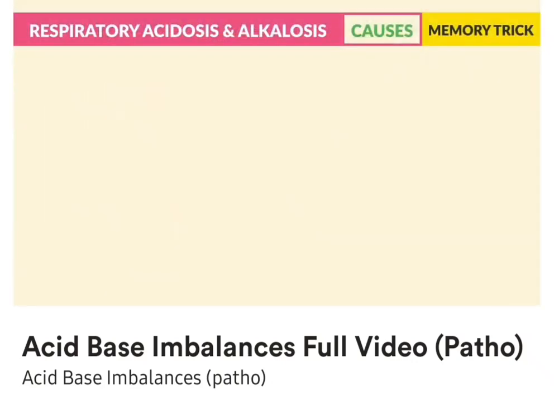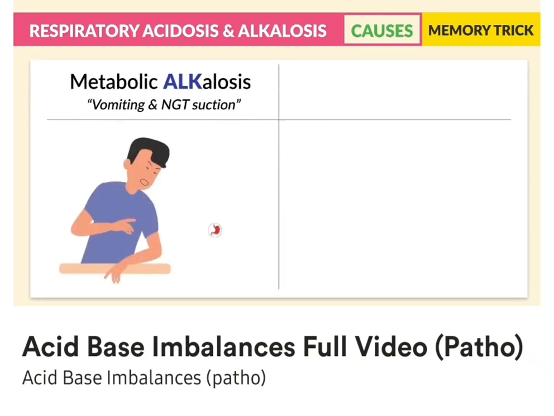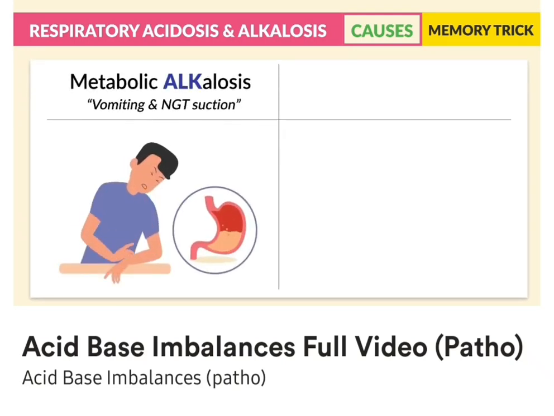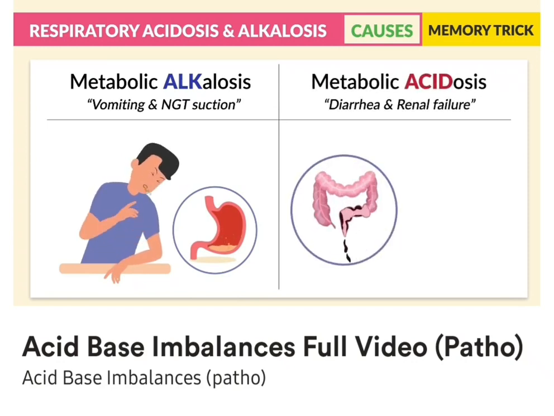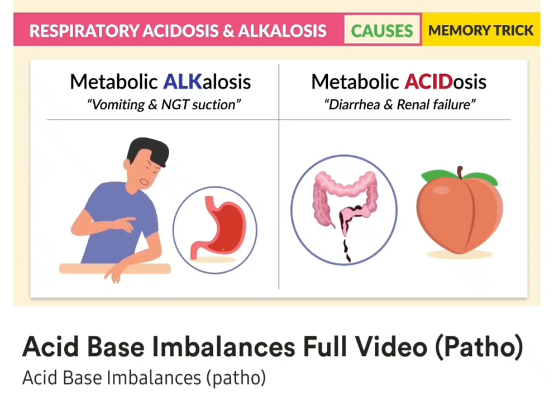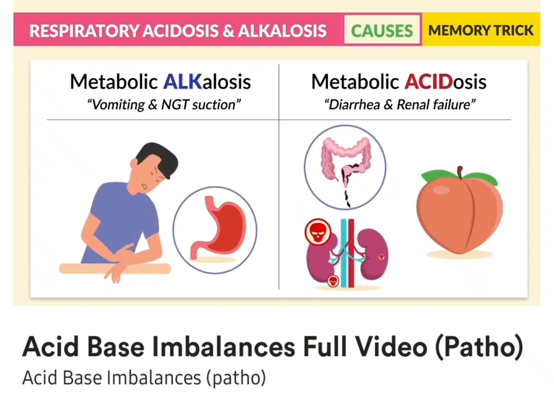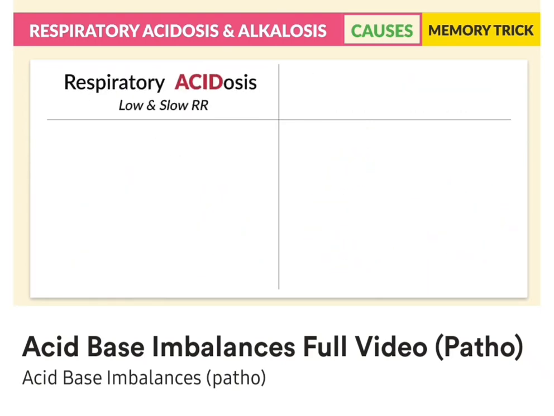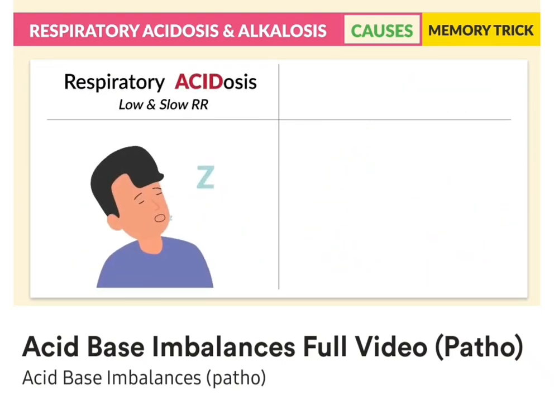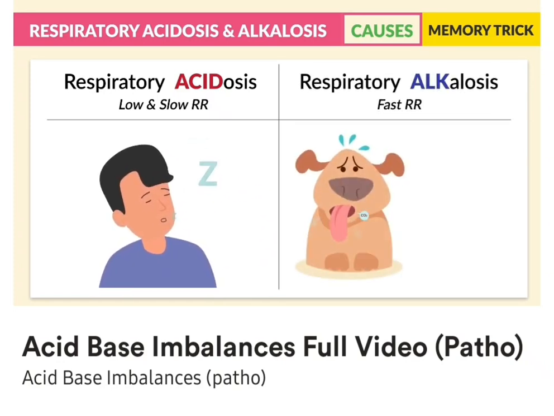So once again, a quick recap for the memory tricks here. Write these ones down. Metabolic alkalosis is like you're vomiting up alkalosis. Metabolic acidosis means you're pooping out your acidosis for diarrhea. And renal failure, when kidneys fail, acid prevails. And for respiratory acidosis, just think about that slow breathing, that acidosis. And for respiratory alkalosis is that fast breathing, that hyperventilation, kind of like panting like a dog, alkalosis.